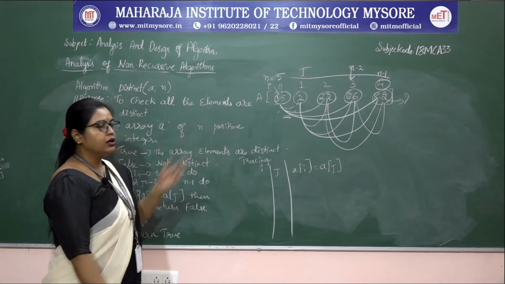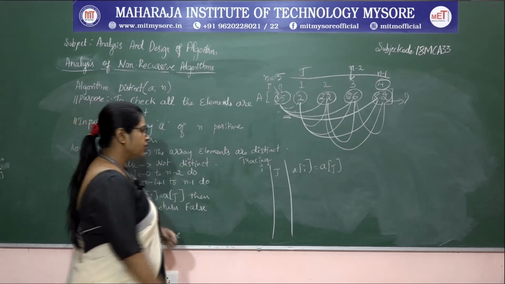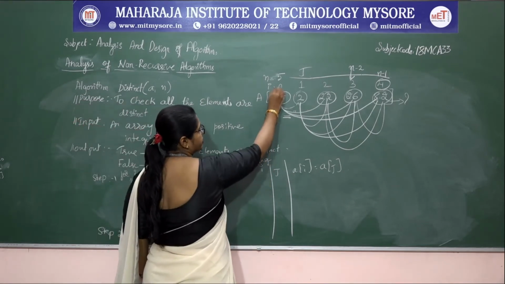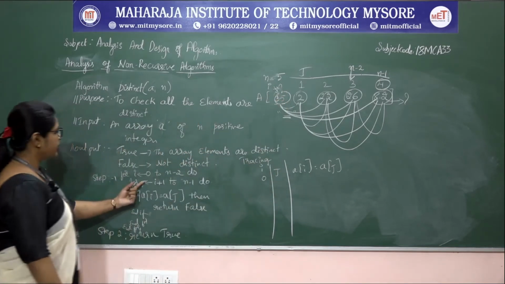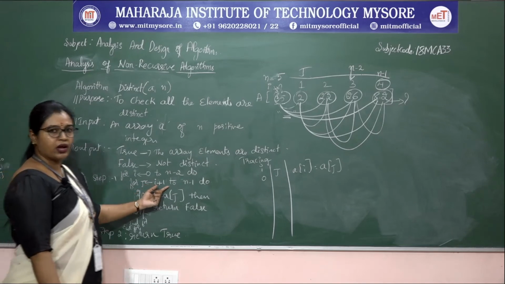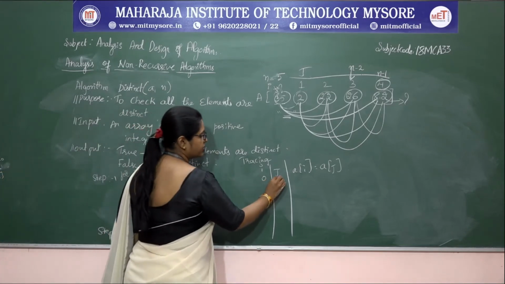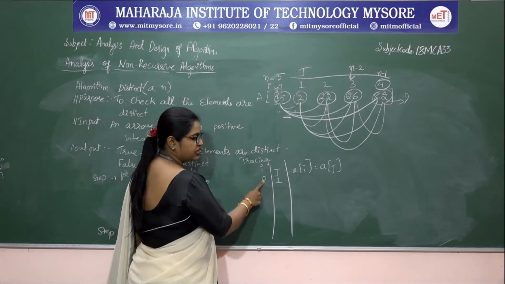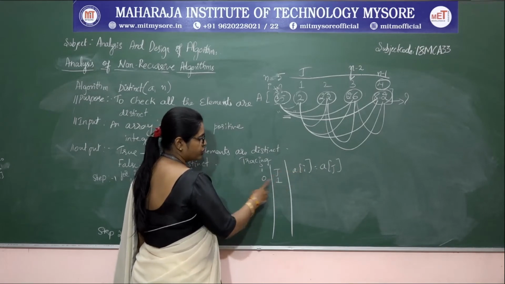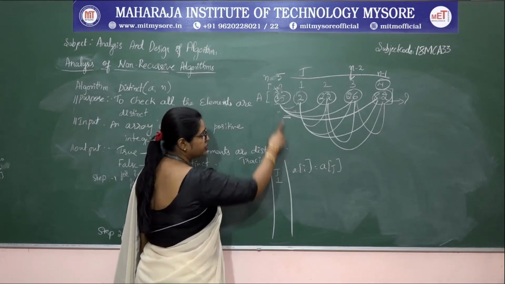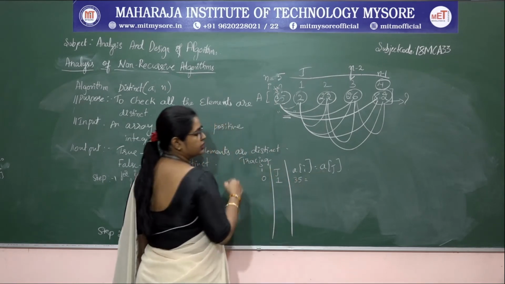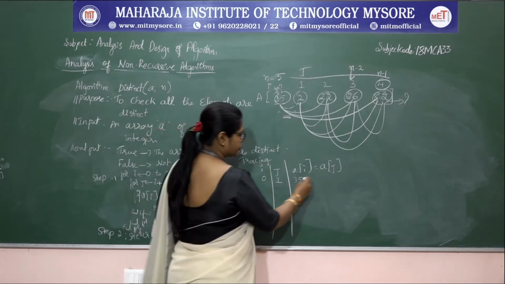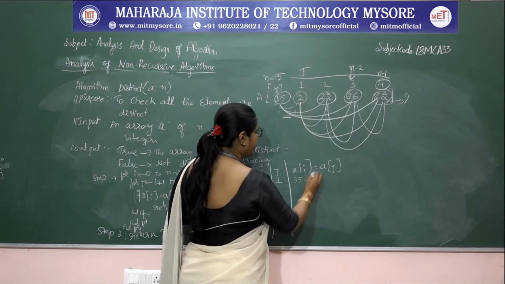For the same inputs, let me check this. First, i is initialized to 0. j should start with what? i plus 1, so that is 0 plus 1, which is 1. So i is 0 and j is 1. a of i means the 0th position value, that is 35, is equal to a of j. j is 1, so in the first position we have 2.